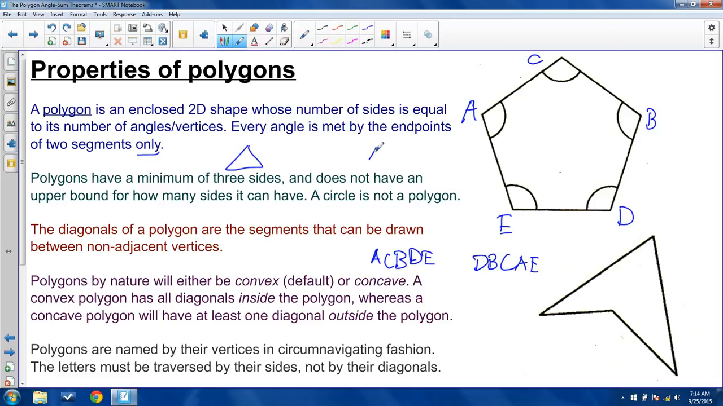So if I started at A again, I could not go across to D, then up to C, over to B, and down to E. That is not an appropriate name for this polygon.